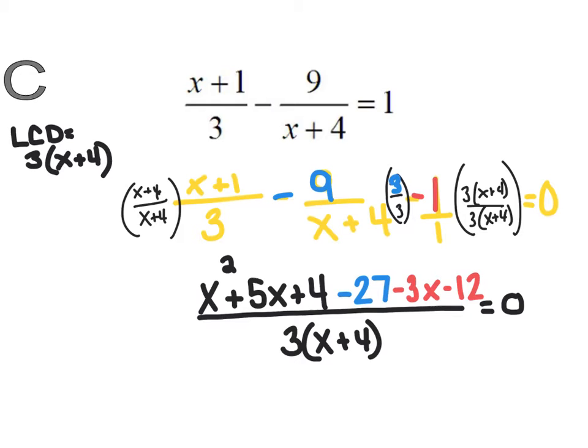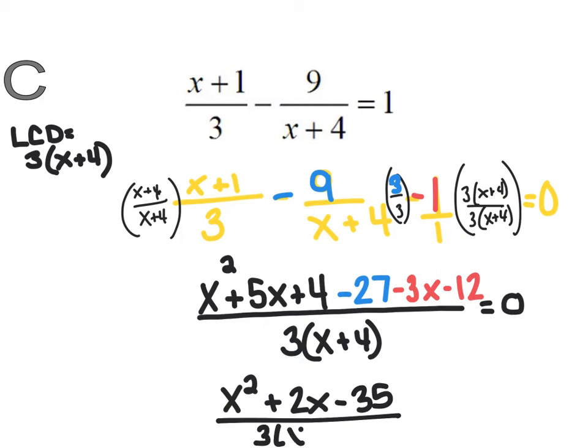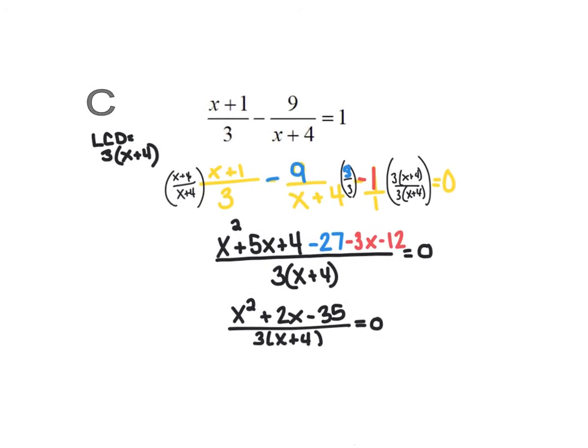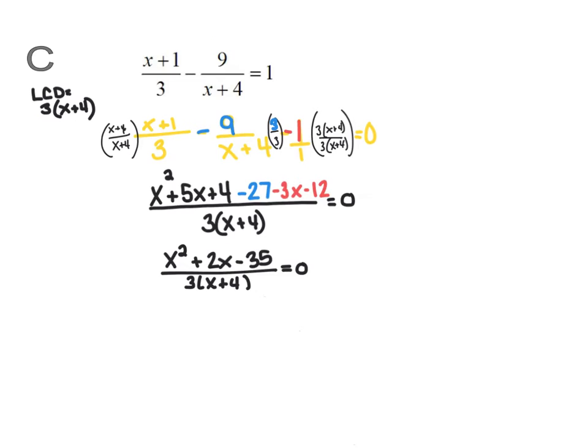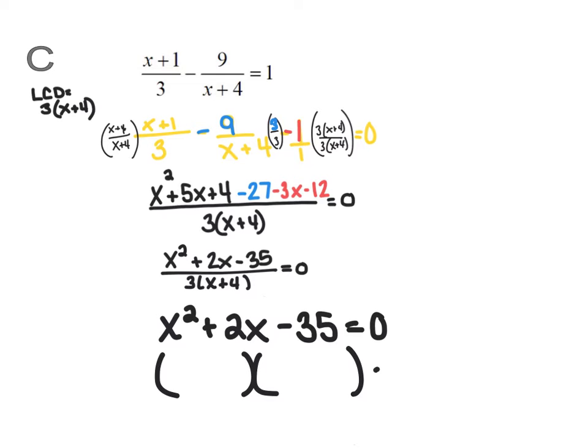Now I'm going to combine all of my like terms in the numerator, which would be x squared plus 2x minus 35, all over that denominator of 3 times x plus 4 equal to 0. Okay, now it's in the form of one polynomial over another, so my solutions or x-intercepts are going to come from the numerator. Now I have a quadratic equation, so I could do the quadratic formula, or I could attempt to factor this. I always attempt to factor first, I just am quicker at it.